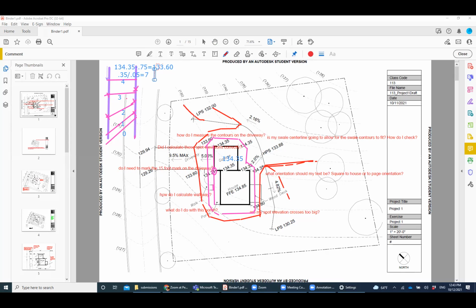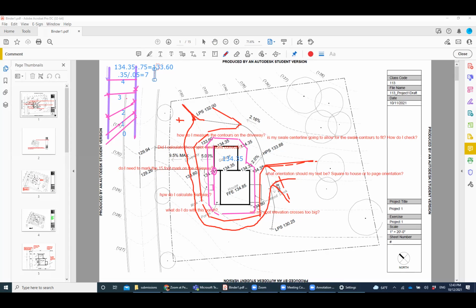If this is actually the 132, your LPS is actually somewhere here. Now we are trying to do 132, and you imagine it'll be here. And yes, see, I need to go back there.